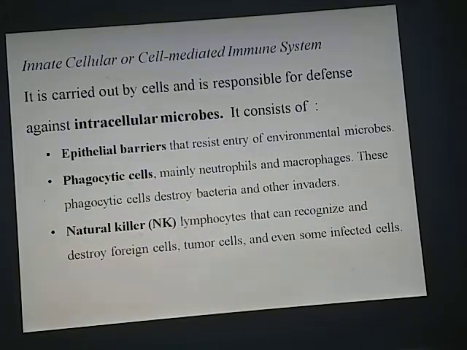Phagocytic cells are mainly neutrophils and macrophages. These phagocytic cells destroy bacteria and other invaders. Natural killer cells are lymphocytes that can recognize and destroy foreign cells, tumor cells, and even some infected cells.